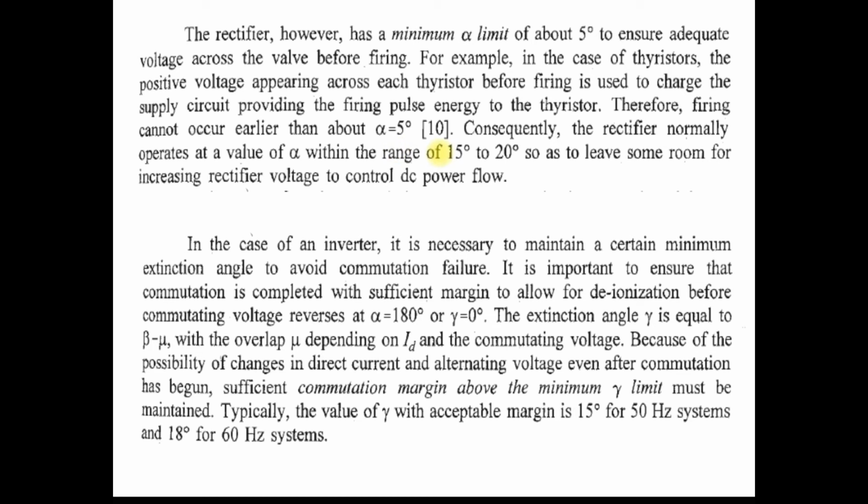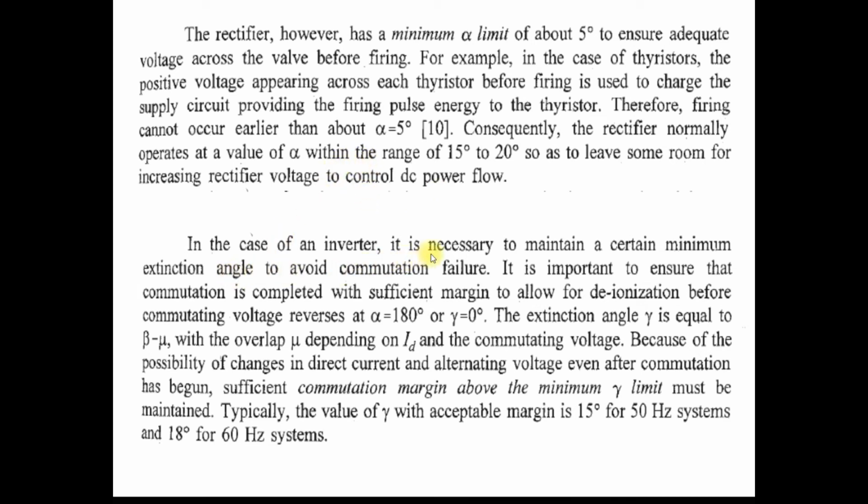But if you initially operate your converter at 5 degree, and suddenly more voltage is required at the rectifier DC side, then you cannot increase the voltage by changing alpha, because alpha 5 is the minimum angle limit. So that's why normally we operate the rectifier between 15 and 20 degrees. That leaves some room for increasing the rectifier voltage to control the DC power flow. If you control the voltage, then you can control the power. Clear? So for this reason you maintain alpha between 15 and 20 degree.